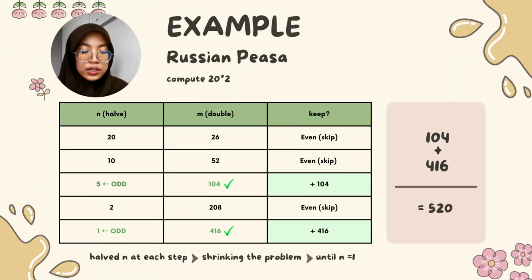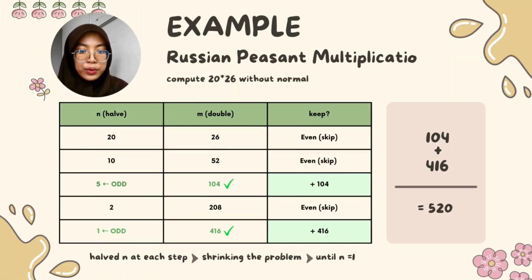Okay, so let's look at the example. We are computing 20 times 26 but without doing a normal multiplication. Here's how it works. We have two columns, which are n and m. We keep halving n and doubling m at each step. The rule is simple. If n is odd, we keep that row's m value. If n is even, we skip it.